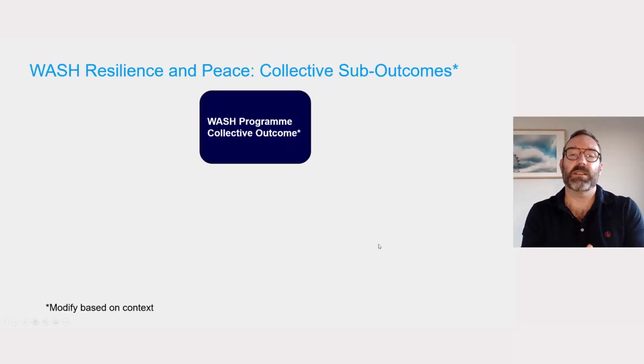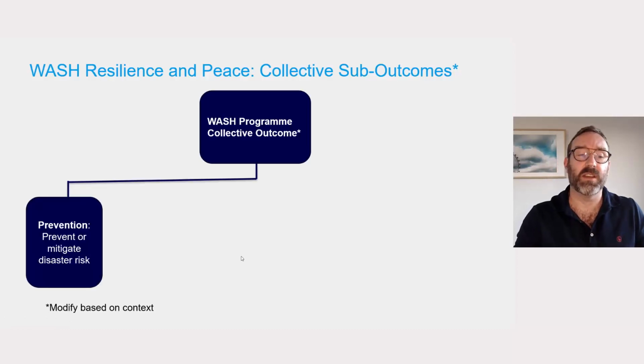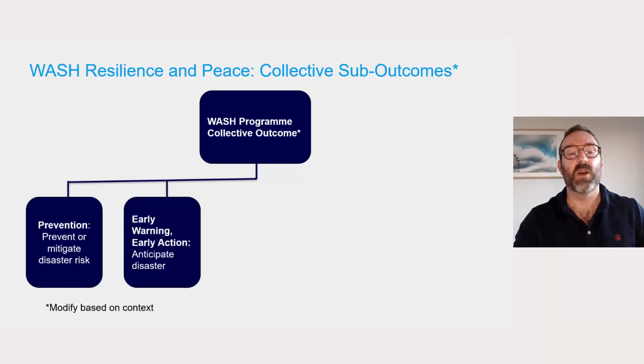So WASH resilience and peace, let's break down the actual outcome into sub-outcomes to make it more manageable. Here we're talking about prevention. So this is where the prevention or mitigation of disaster is particularly relevant for development partners to be working on. Early warning, early action, so anticipating disaster.